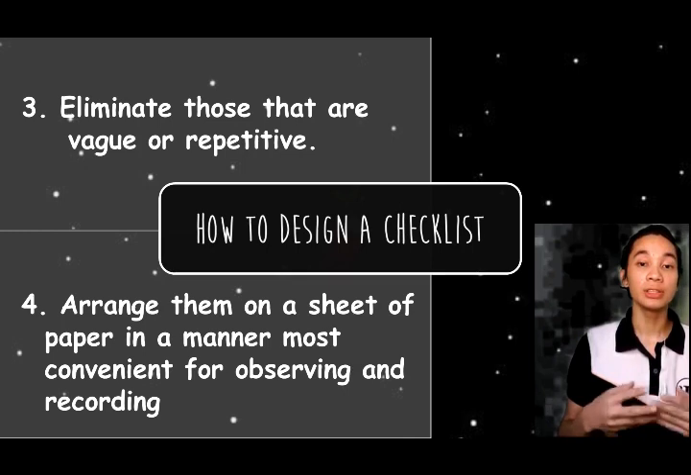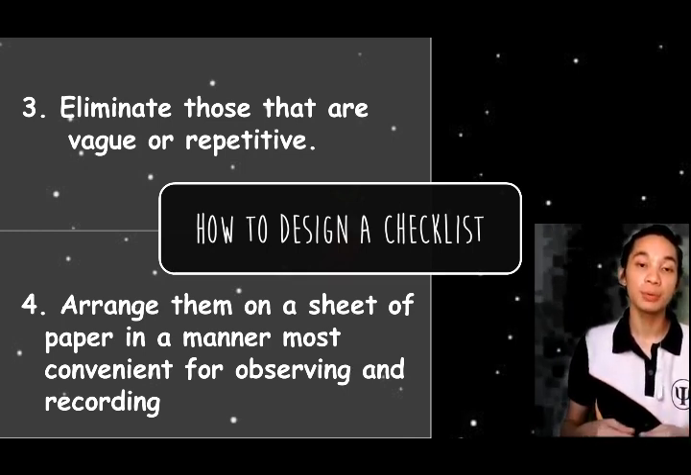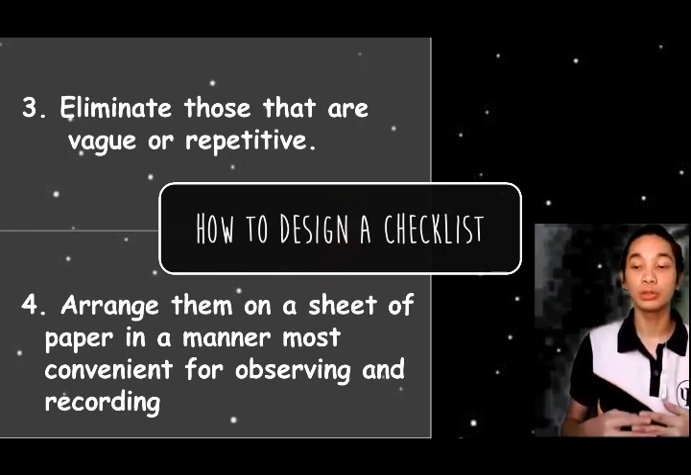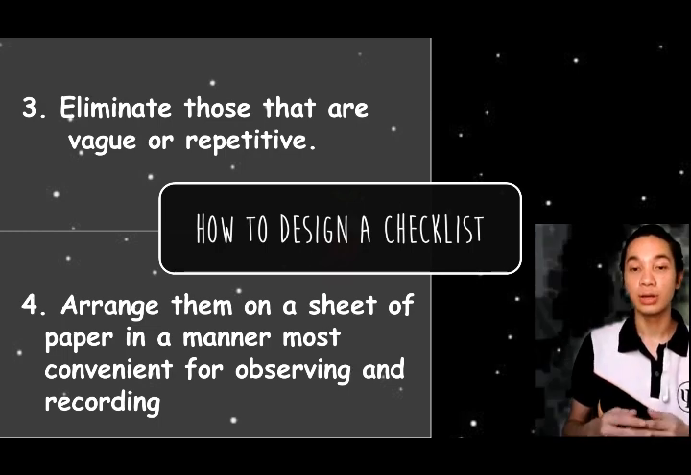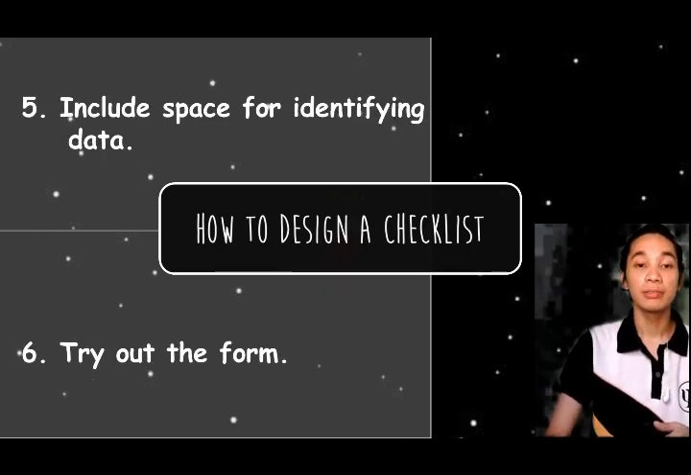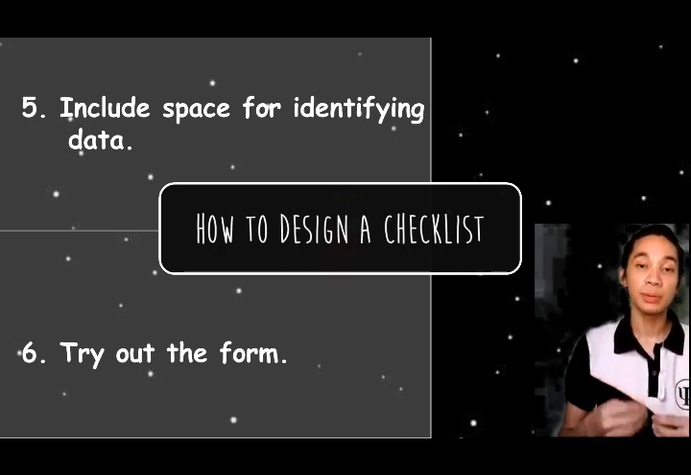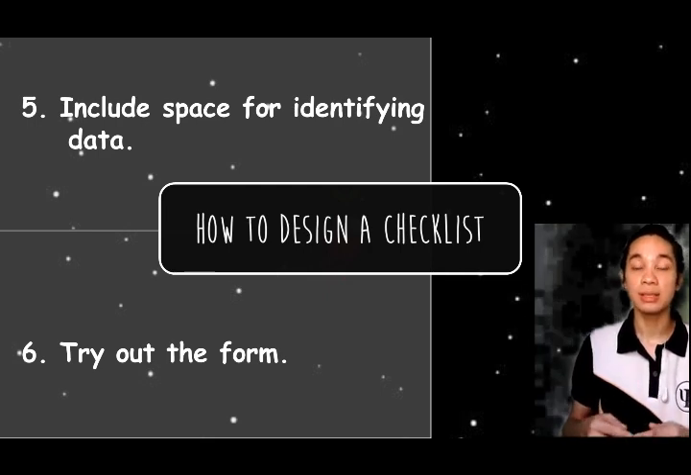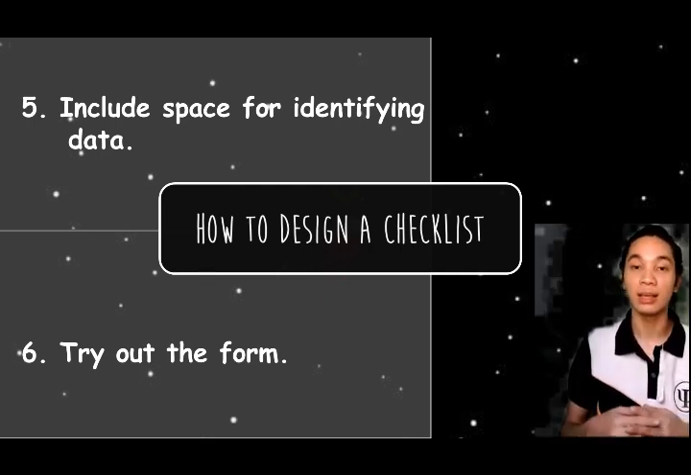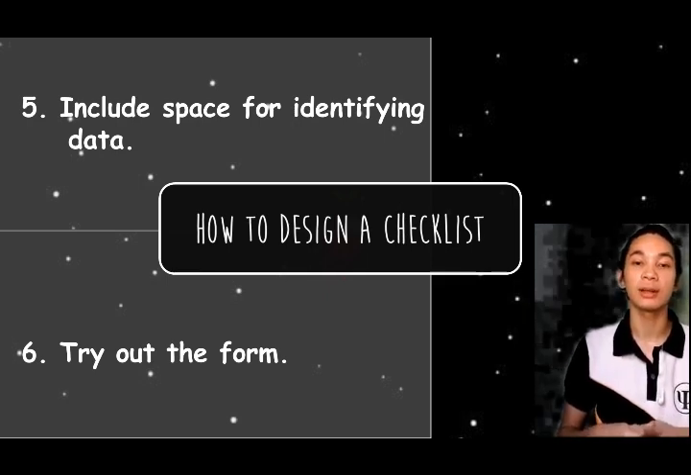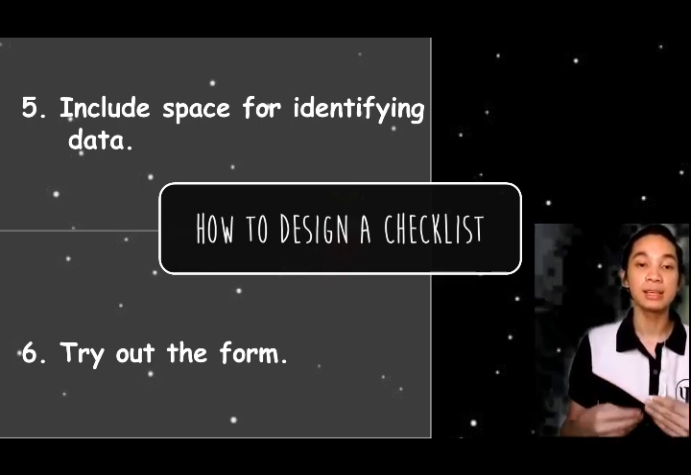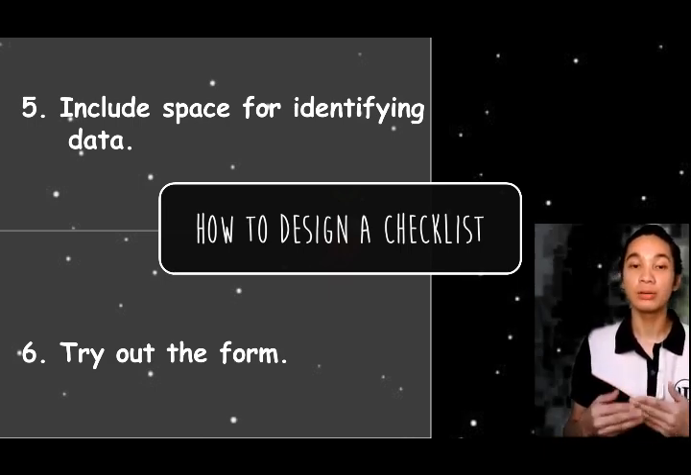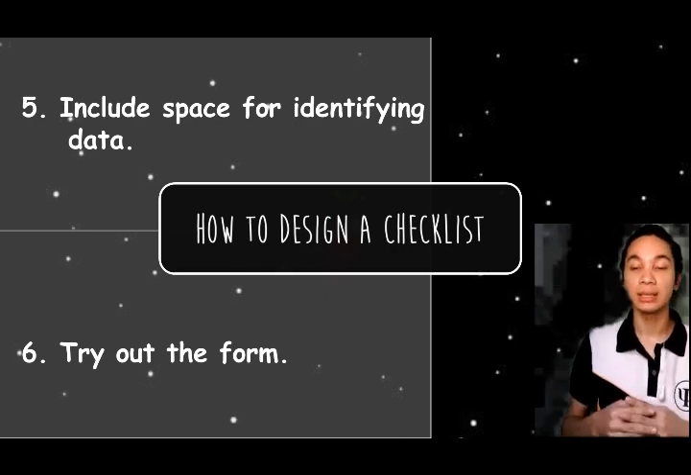The fourth one is arrange them on a sheet of paper in the manner most convenient for observing and recording, so that it won't be difficult for you to observe and all of the items are in order. After arranging them, include a space for identifying data. This is the blank or the space intended for the information or data, as I showed in the figures earlier. Next, the sixth one is try out the form. In this, you will be able to know the errors and determine the mistakes in your checklist.